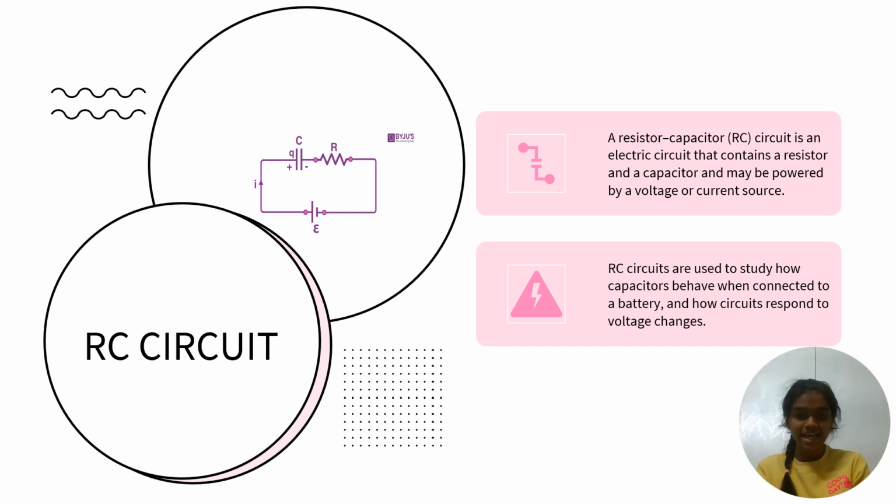First order indicates that this circuit consists of a single storage element. It may be either an inductor or a capacitor, but here we are dealing with a capacitor. So this is known as a first order RC circuit.